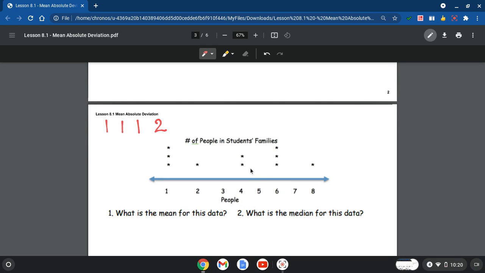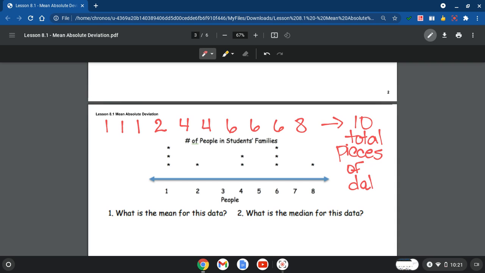We have 2 4s, therefore we will list the 4 twice. We have 3 6s, and we have 1 8. That means we have a total of 1, 2, 3, 4, 5, 6, 7, 8, 9, 10 pieces of data. We will use the fact that there are 10 pieces of data to find the mean.